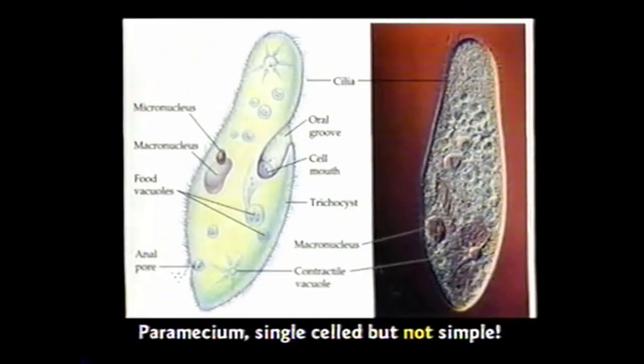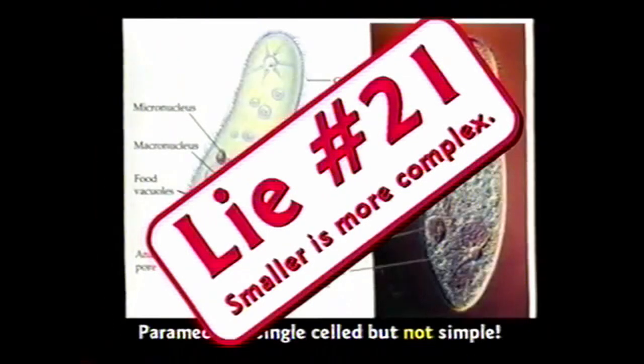Then they somehow get this idea that if something is smaller, it is simpler. They talk about a simple life form. Look, a small creature like a paramecium is not simple. You can put thousands of these into a drop of water, and yet each one is more complicated than a space shuttle. And the space shuttle is the most complex machine ever built by man. Smaller is not simpler, it is more complex. So lie number 21, they tell the kids that if it's smaller, it is simpler.